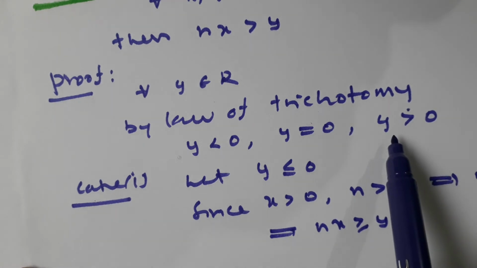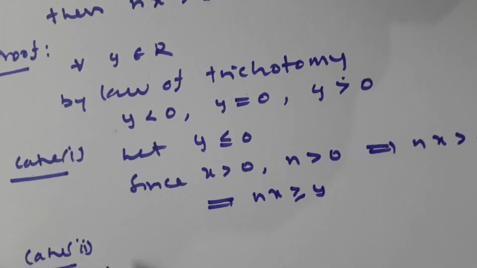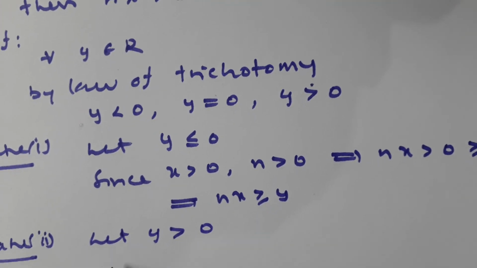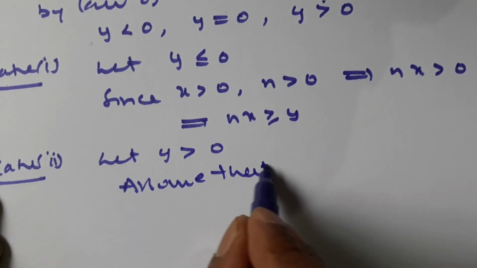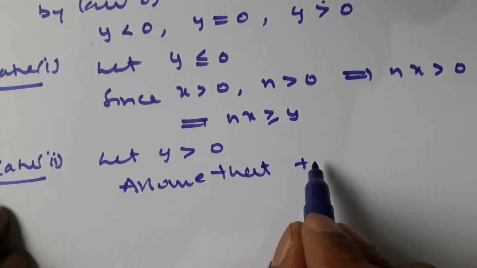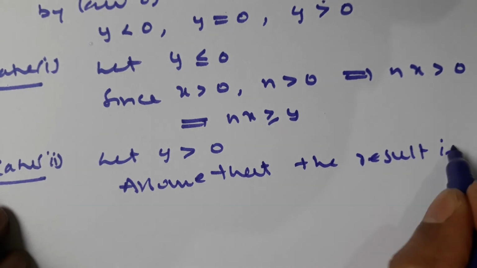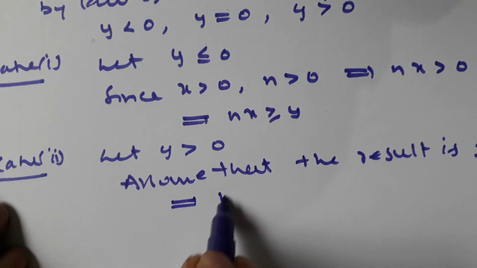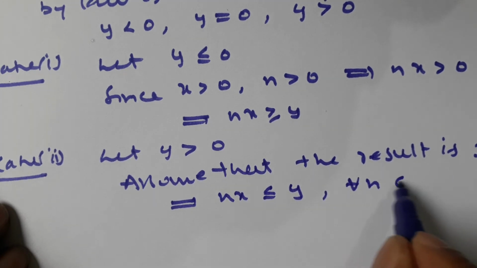And let us take y to be positive. So case 2, let y greater than 0. Assume that the result is false. The result is false. What is it that the result is false? nx must be less than or equal to y, for all n belongs to N.